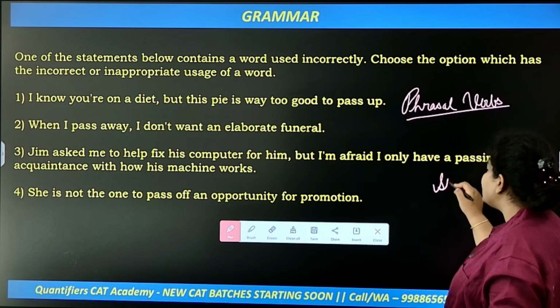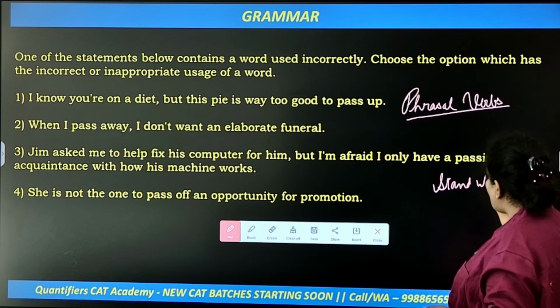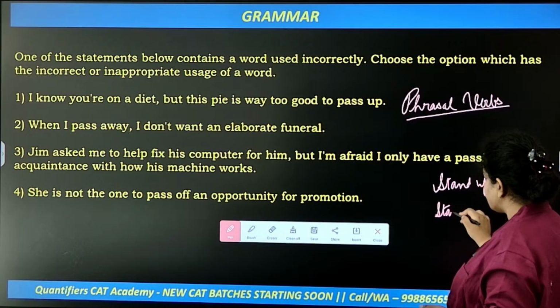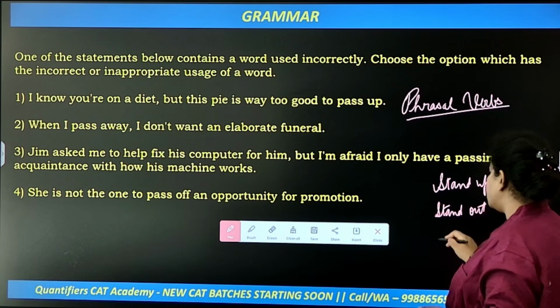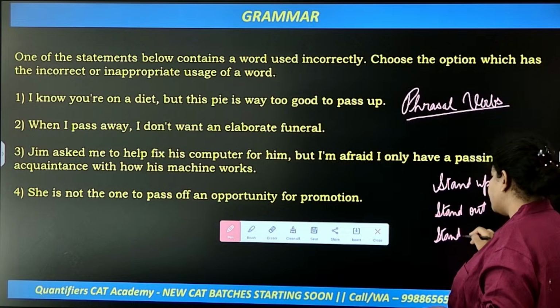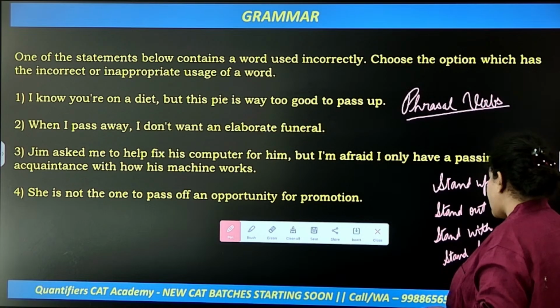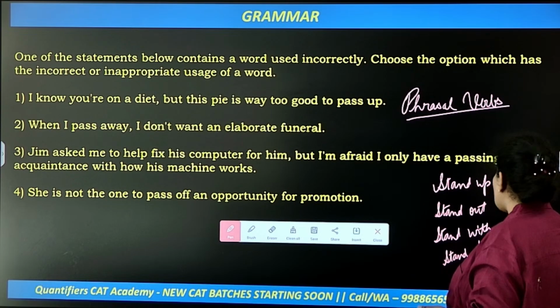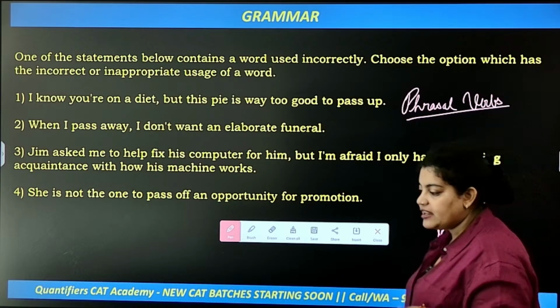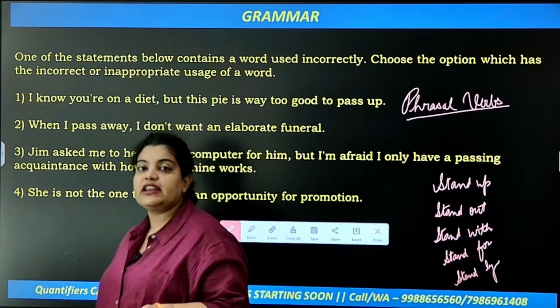As I told you, stand up, stand out, stand at, stand with, stand for, stand by, right? So these are all phrasal verbs. I hope you got a rough idea. We use phrasal verbs in our day-to-day language.